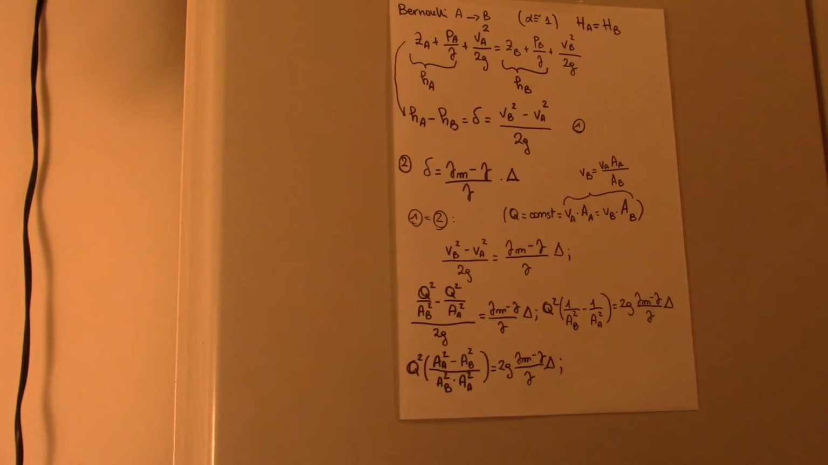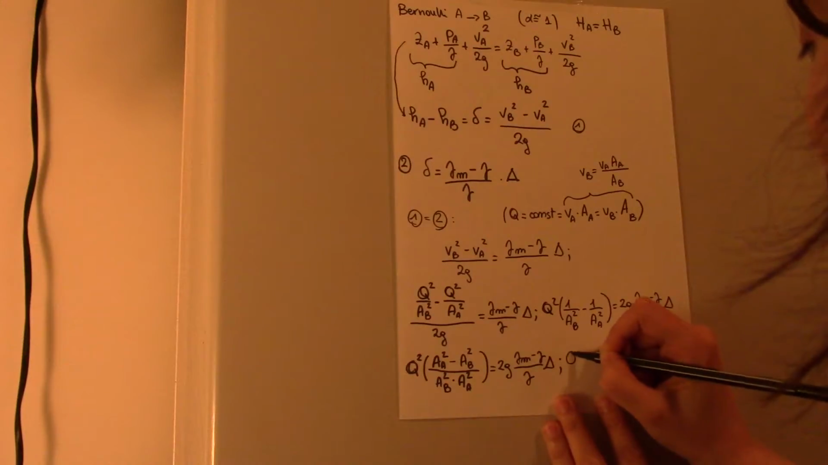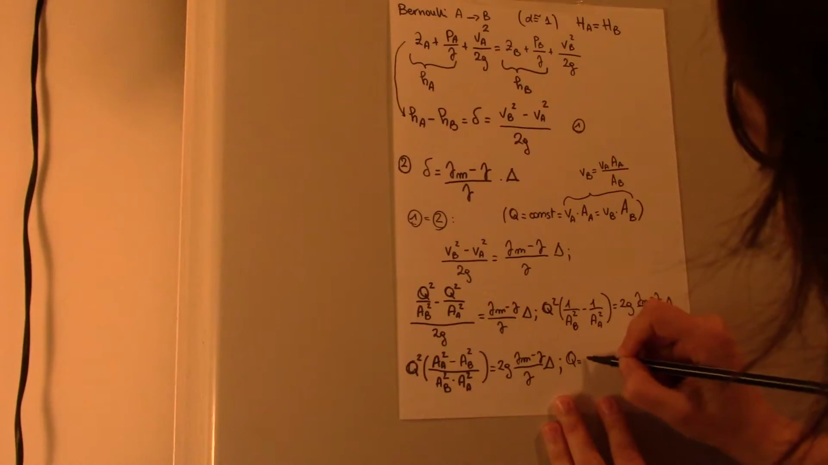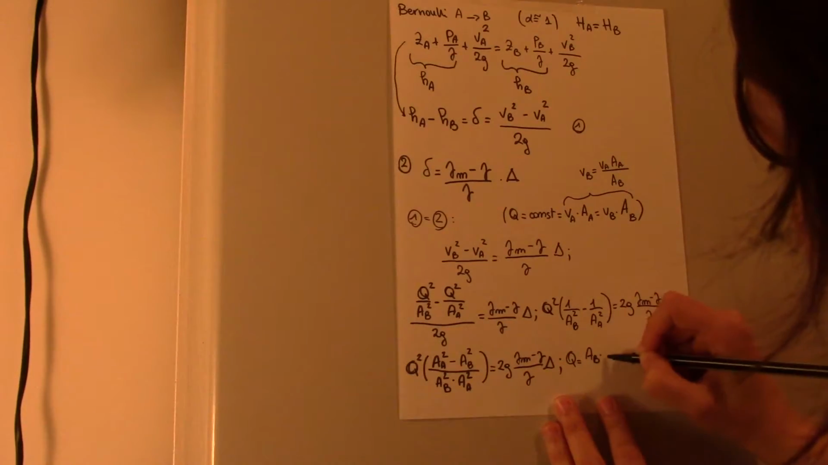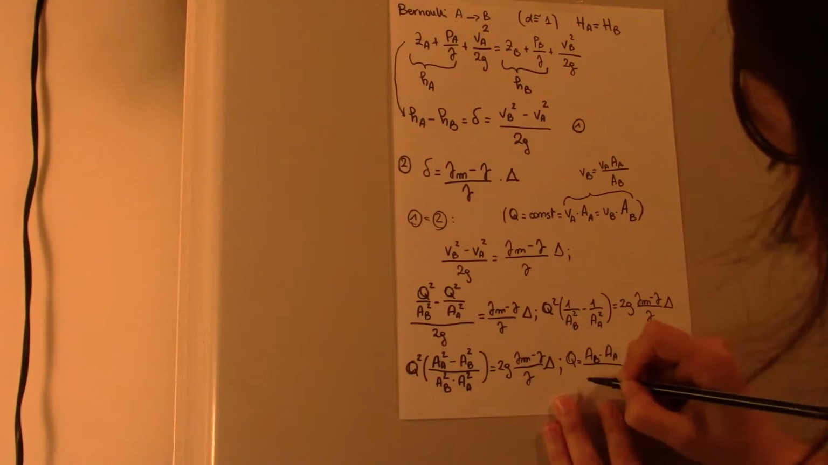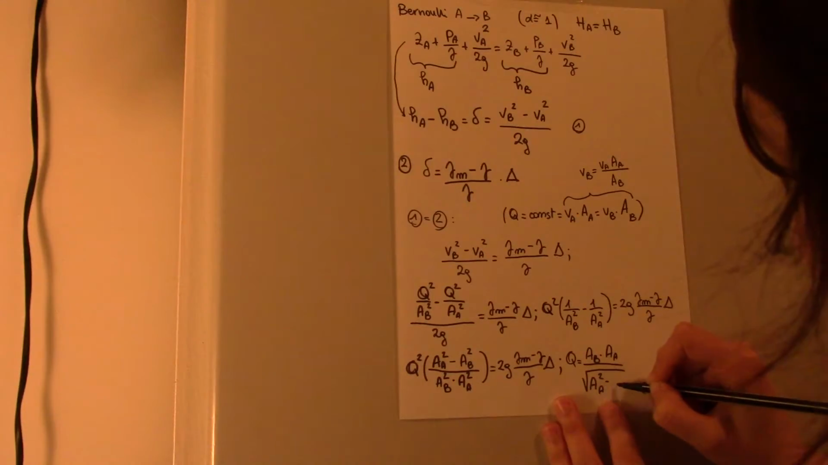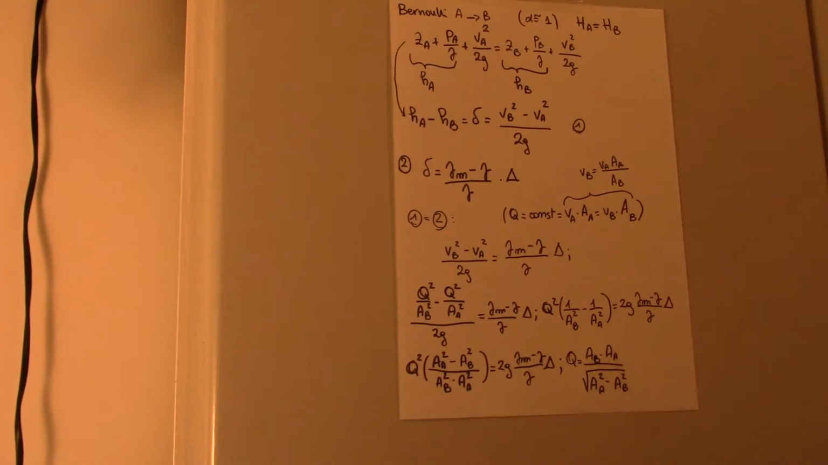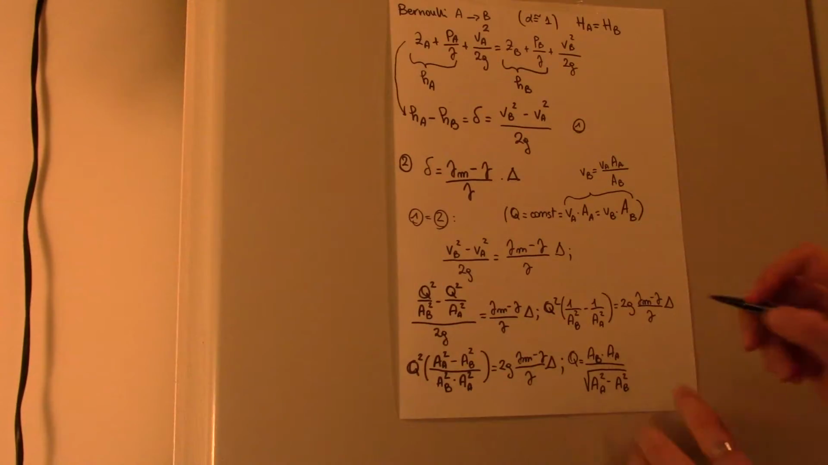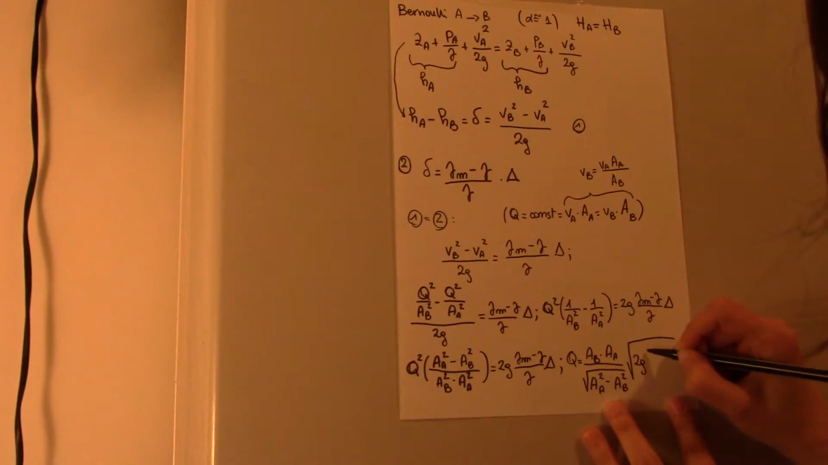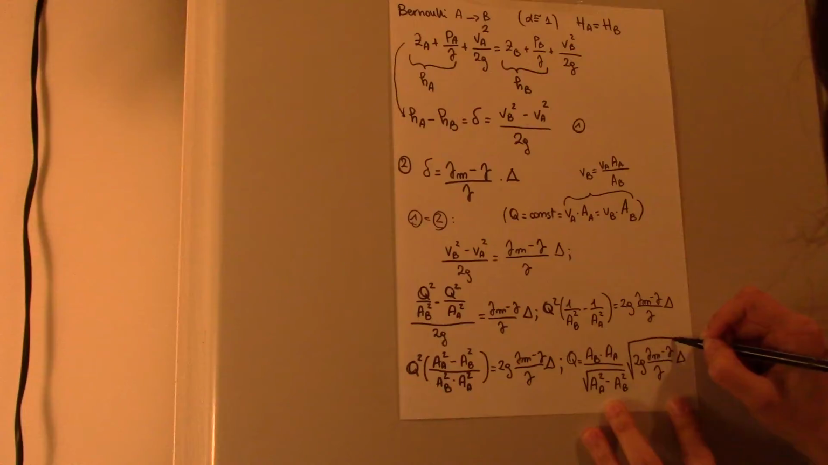And finally you get the expression of the volumetric discharge Q, which will be AB times AA over the square root of AA to the power of 2 minus AB to the power of 2. Hope this is clear. That multiplies the square root of 2g gamma m minus gamma over gamma times delta.